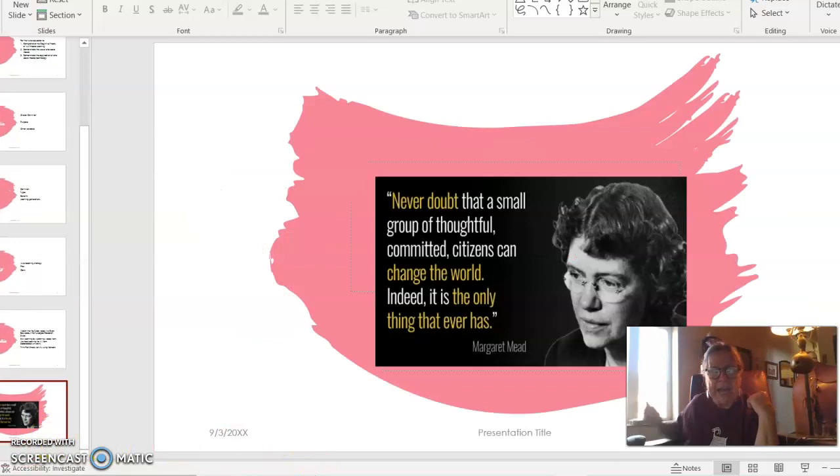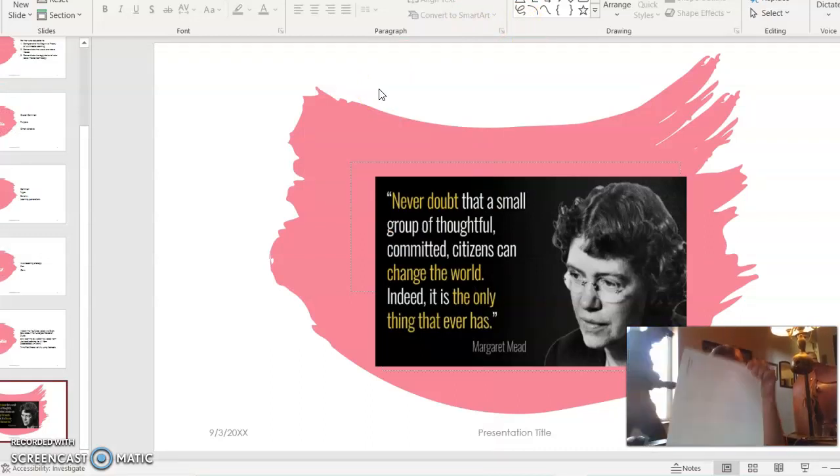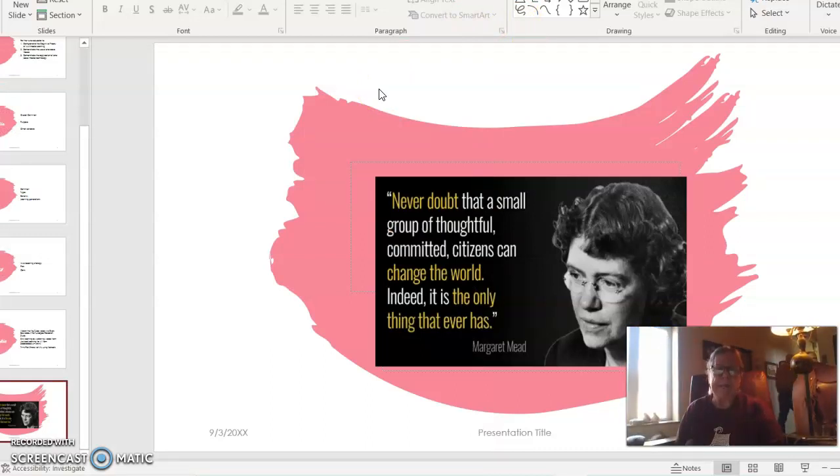And my last slide is about my favorite quote by Margaret Mead. Never doubt that a small group of thoughtful, committed citizens can change the world. Indeed, it's the only thing that ever has. And instead of citizens, just substitute nurse educators.